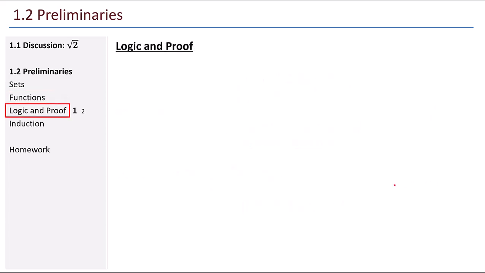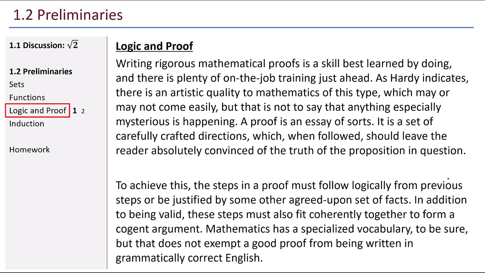Let us talk about logic and proof. Here's what Abbott writes. Writing rigorous mathematical proofs is a skill best learned by doing, and there is plenty of on-the-job training just ahead. As Hardy indicates, there is an artistic quality to mathematics of this type, which may or may not come easily, but that is not to say that anything especially mysterious is happening. A proof is an essay of sorts. It is a set of carefully crafted directions which, when followed, should leave the reader absolutely convinced of the truth of the proposition in question.